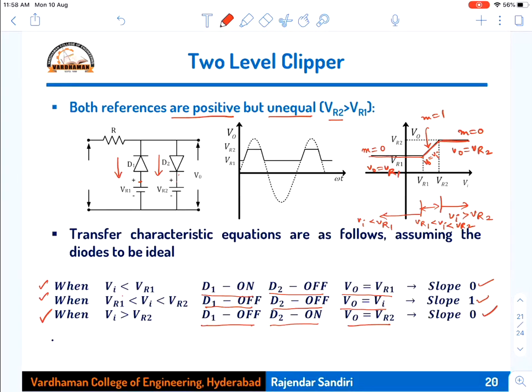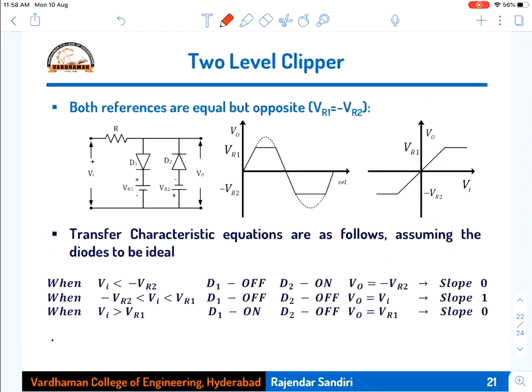Okay. Next, both references are equal but opposite. So VR1 is equal to minus VR2. In this case, what happens?